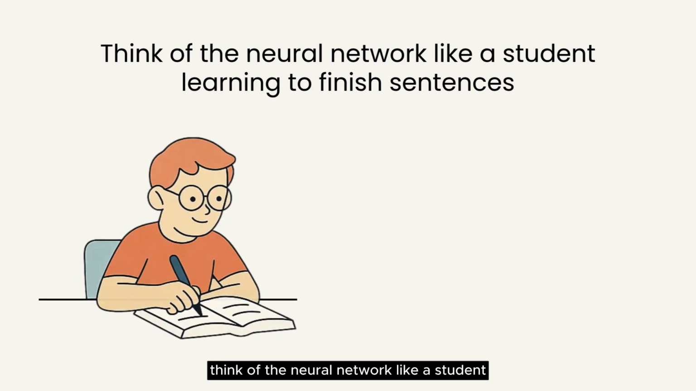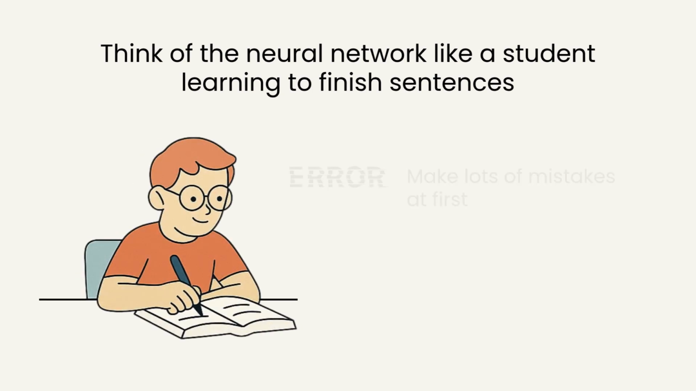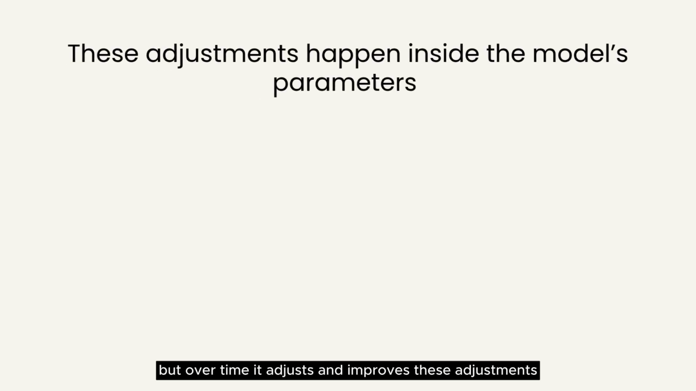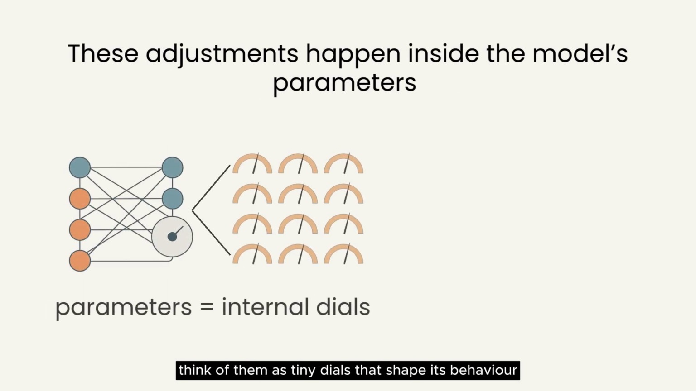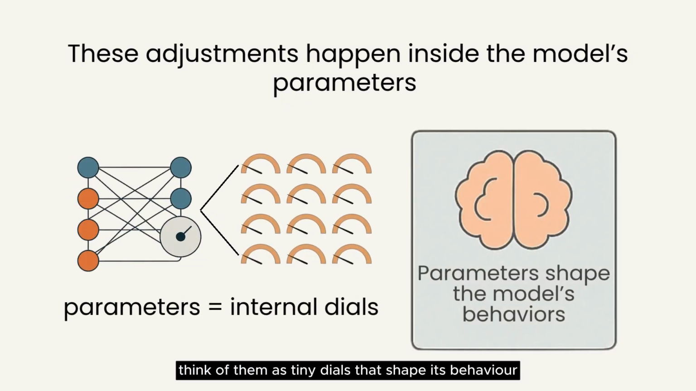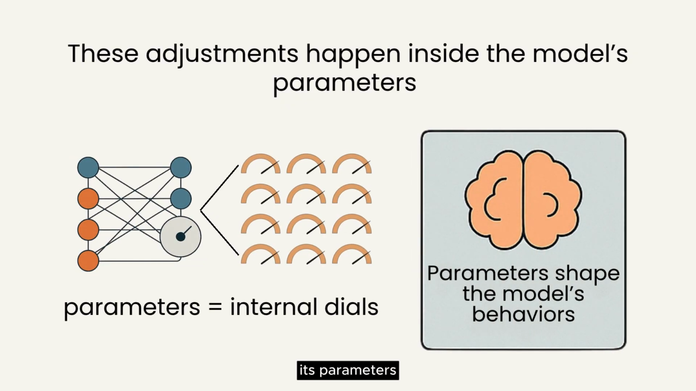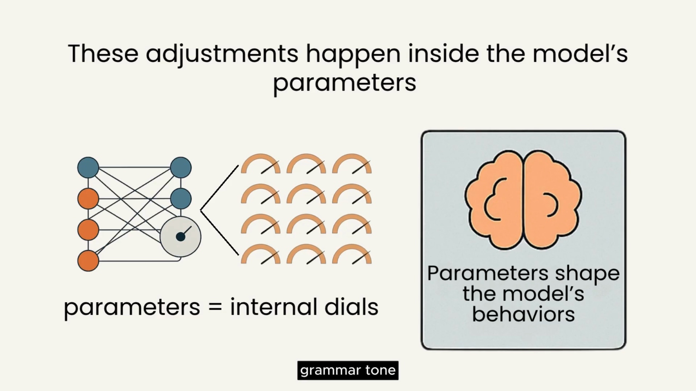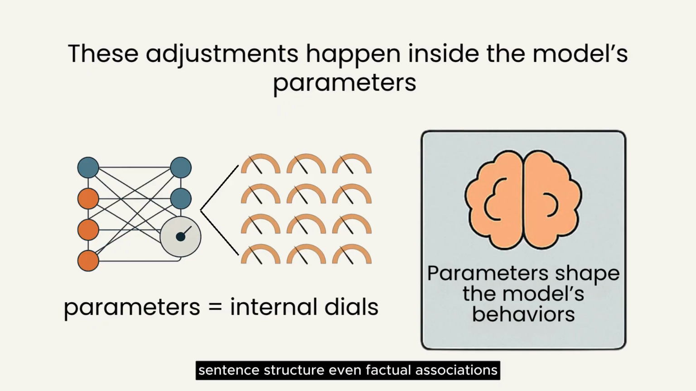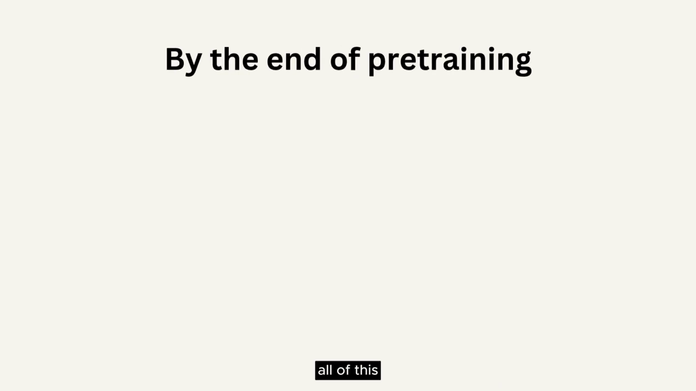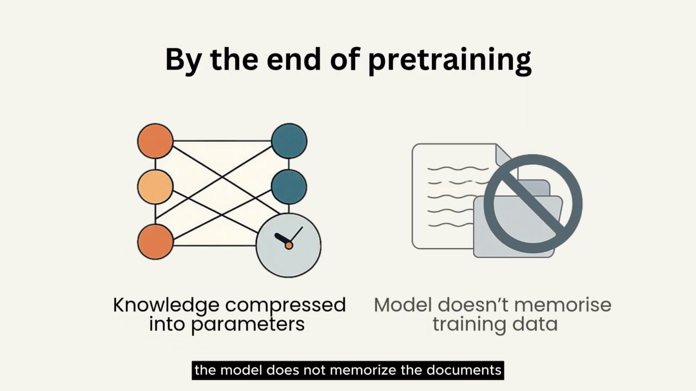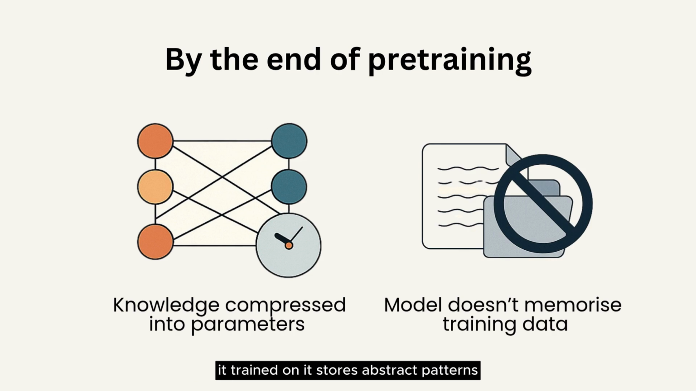Think of the neural network like a student learning to finish sentences. At first, it makes lots of mistakes, but over time it adjusts and improves. These adjustments happen inside the model's parameters. Think of them as tiny dials that shape its behavior. Each time the model updates, its parameters become better tuned to the patterns of human language, grammar, tone, sentence structure, even factual associations. By the end of pre-training, all of this learned knowledge is compressed into the parameters. But it's important to understand, the model does not memorize the documents it trained on. It stores abstract patterns, not exact facts or files.